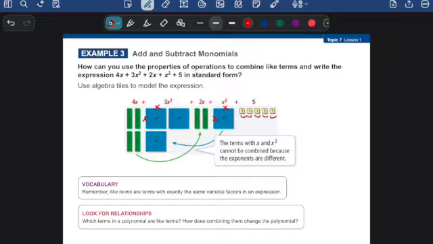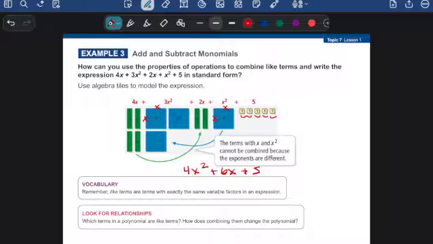So we can just combine all the tiles that are the same. How many x squareds do we have? We have 4x squareds. How many x's do we have? We have 6 x's. And then what's left is our constant, our 5 singular tiles.